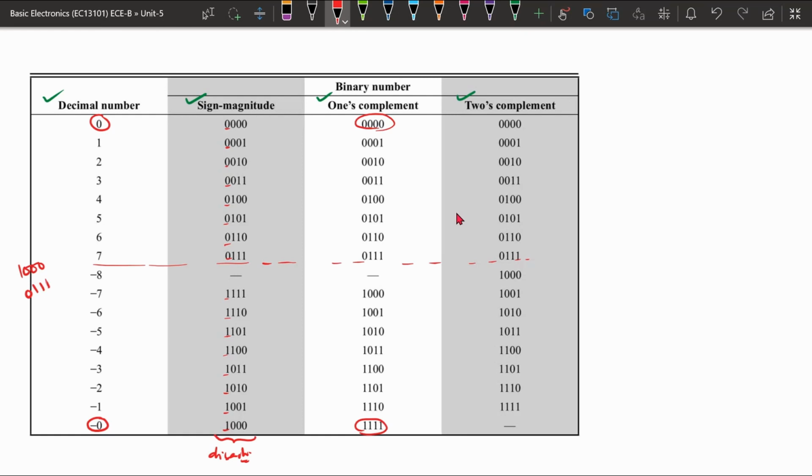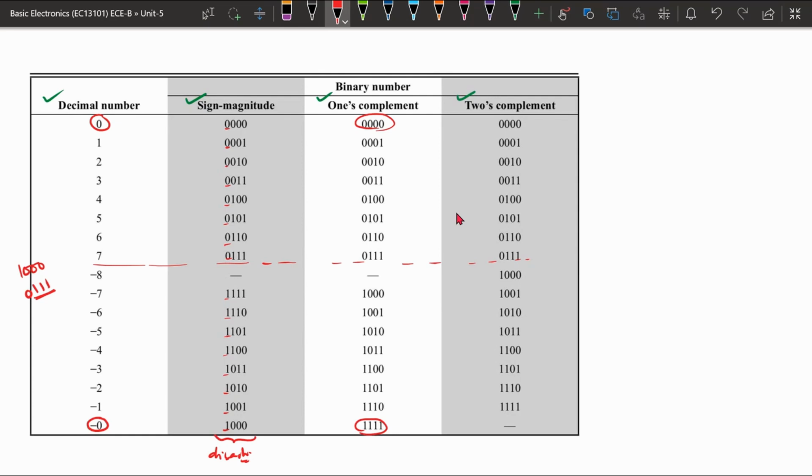If a 4-bit representation is there, it will be representing only the magnitude terms. So with 4 bits, 3 bits will be only representing the magnitude. Up to 3 bits only we can represent the magnitude. So that's why minus 8 cannot be represented in the case of 1's complement.